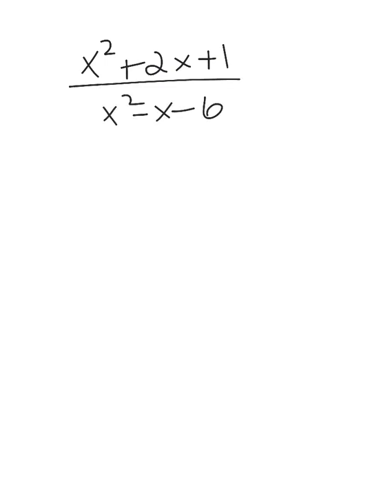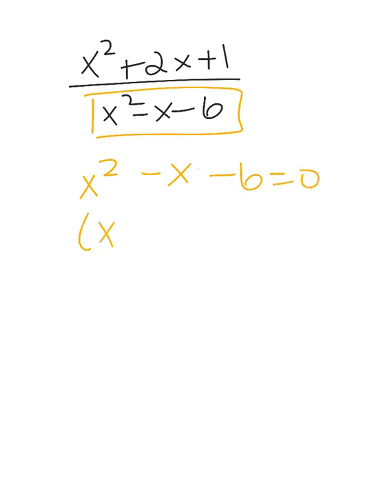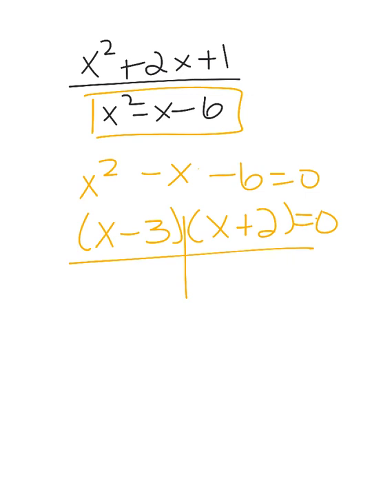Okay, so let's take a look at D. I have x squared plus 2x plus 1 divided by x squared minus x minus 6. Again, it's undefined when the denominator is equal to 0. So I have x squared minus x minus 6 equals 0. We will factor this. So I get x minus 3 times x plus 2 equals 0. T-chart. So I get x is equal to positive 3 and x is equal to negative 2. So the fraction is undefined when x is 3 and x is negative 2.